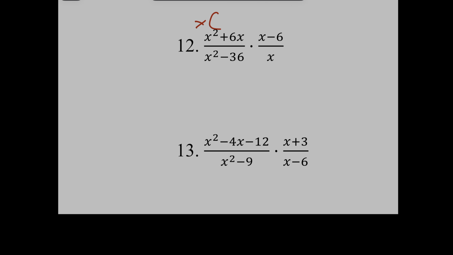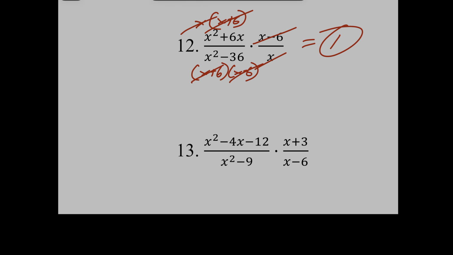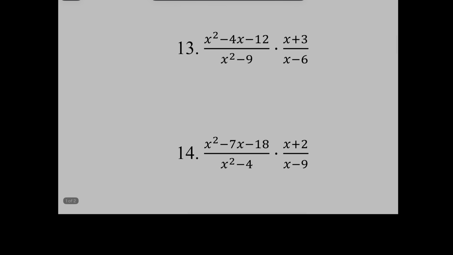Number 12, I can pull out an x. Okay, and then what's left over? This is going to be an x plus 6, and this is going to be difference of two squares. That's an x plus 6 and an x minus 6, which gives me boom, boom, boom, boom, boom, boom, and that's a flat out 1. Okay, 13 looks a little different. Yay, I was hoping for different. All right, let's look at these.